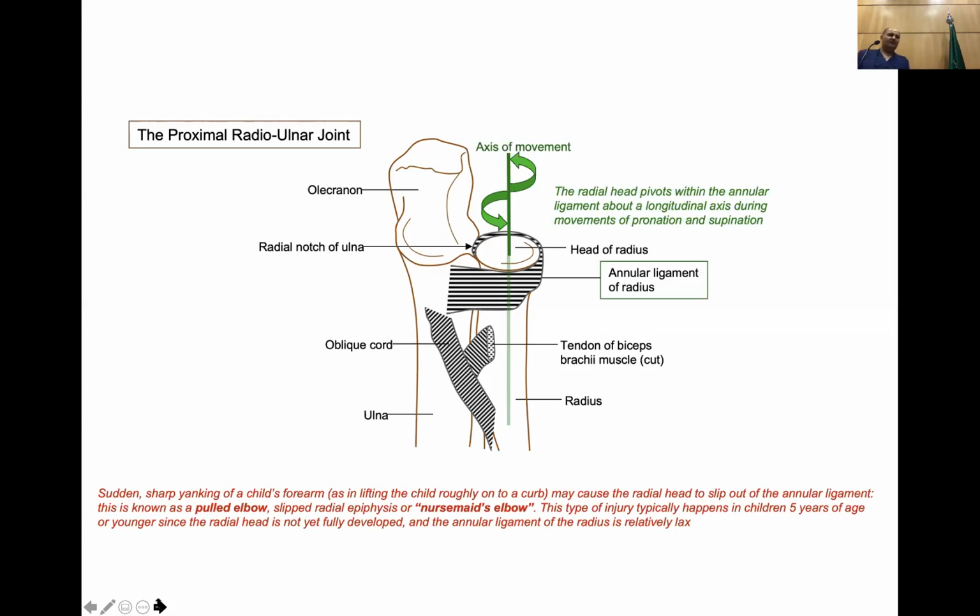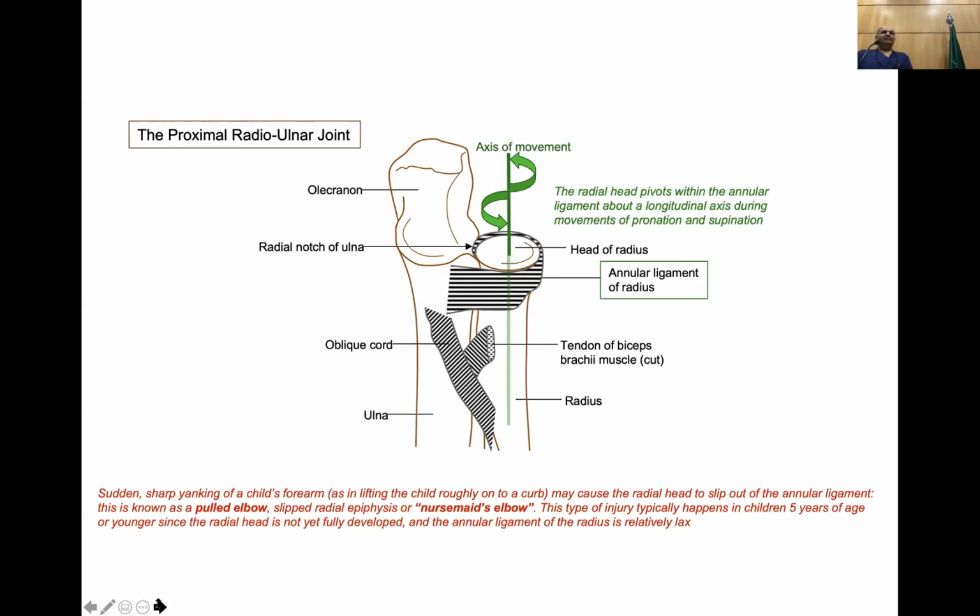And what is that? Can somebody read it for me loud? Yes? Sudden sharp yanking of a child's forearm while pulling the child roughly onto a curb may cause the radial head to slip out of the annular ligament. This is known as a pulled elbow. Thank you. So now she was reading it, but I know the majority of you are not able to listen to what she was saying.